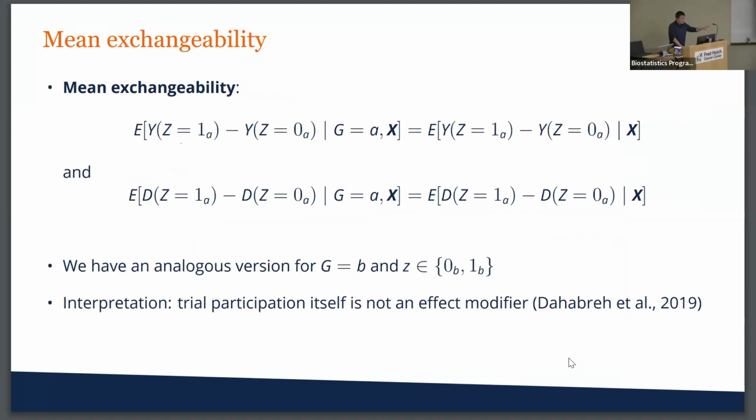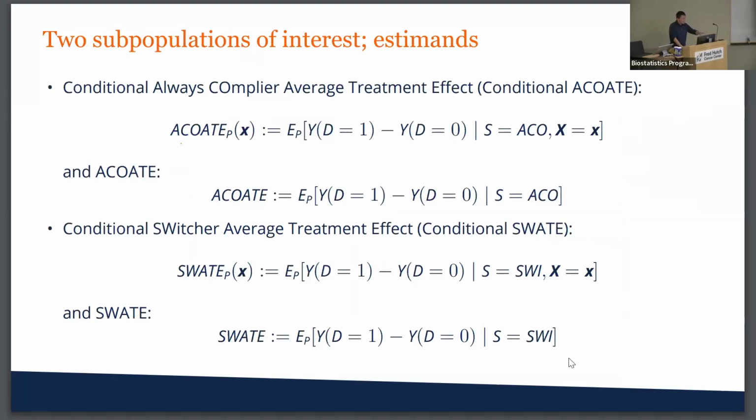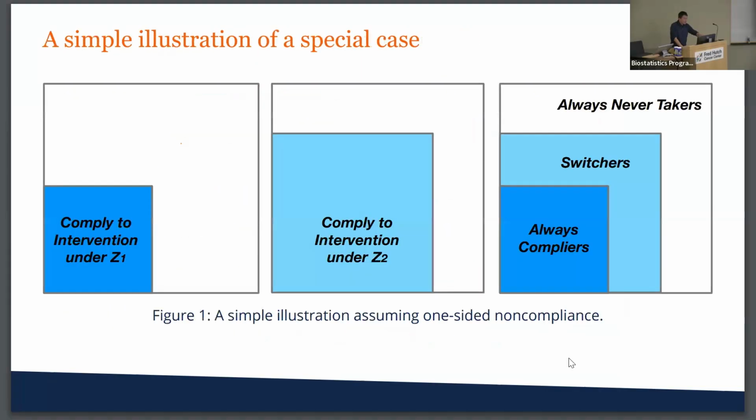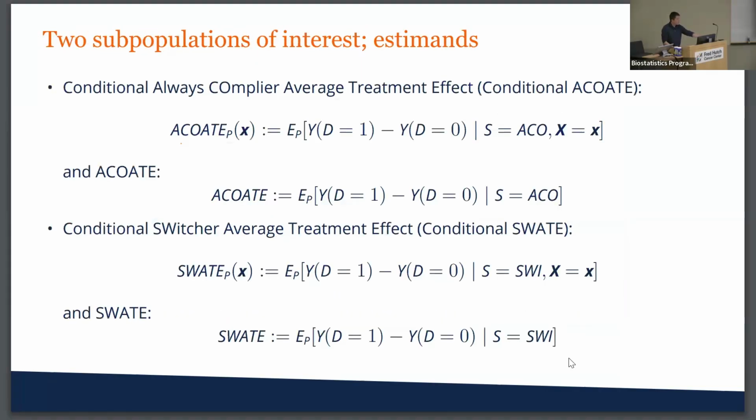So among all these, eventually I am interested in the so-called switcher, the conditional switcher average effect. Among all those different populations, there are two whose effect can be non-parametrically identified. One is the so-called always complier, the complier no matter what. We can identify the effect among always compliers. We can also identify the effect among switchers, people who will not comply but become compliers.